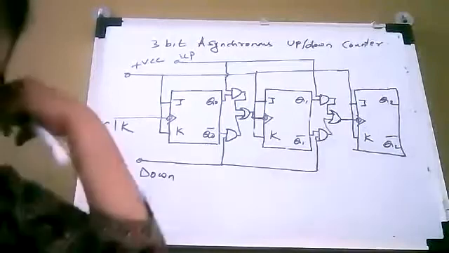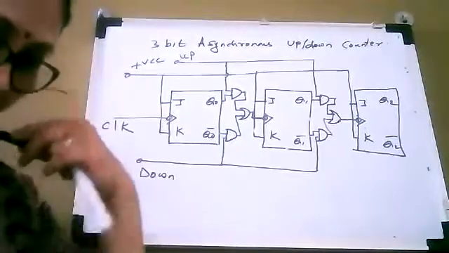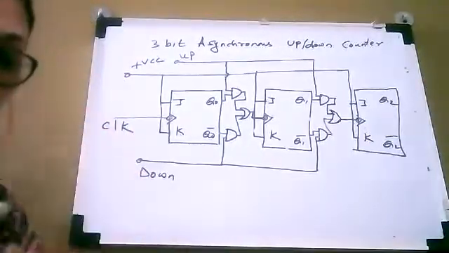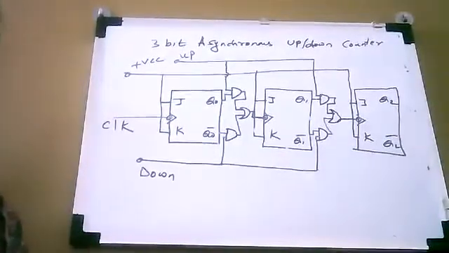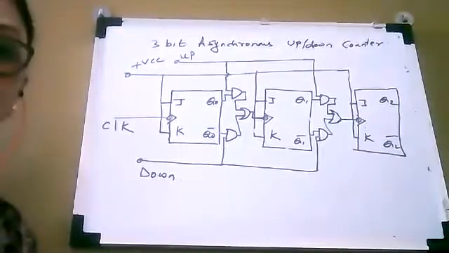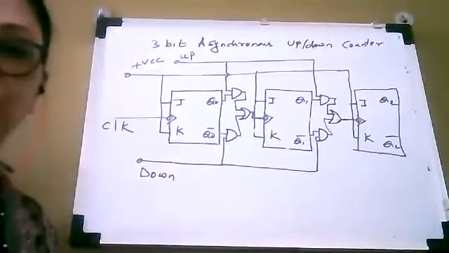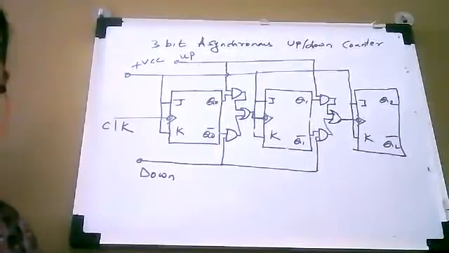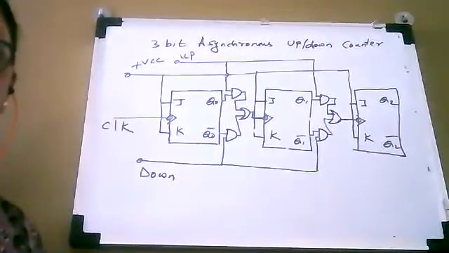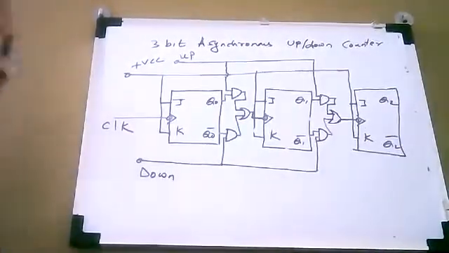Okay, so in addition to the 3 JK flip-flops, we are using additional logic with AND and OR gates for up and down counting. So for this reason, what we have to see is how this circuit works as an up counter and how it works as a down counter. Okay, so that is what we have to see.